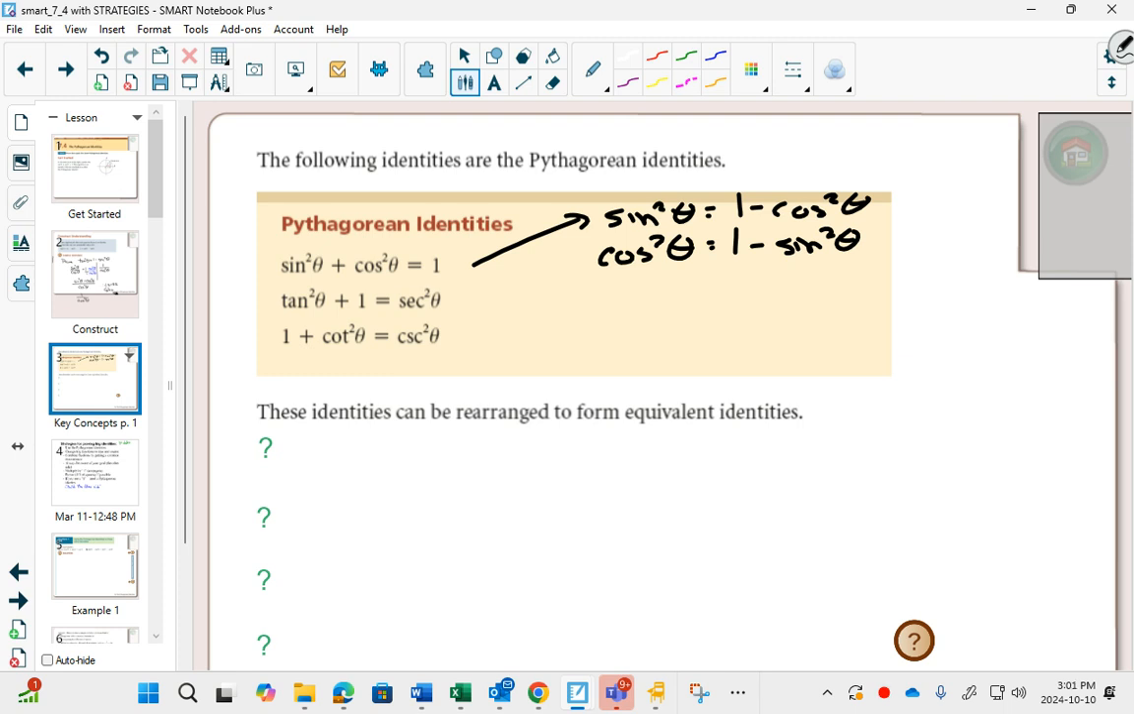Anything that you can get from these three formulas with only one mental math manipulation is fair game. So for example, if you see a question that just has tan squared theta by itself, can you see one mental math manipulation? I can move the 1 over to the other side and be like, perfect. So you could change it to secant squared theta minus 1. No marks taken off.